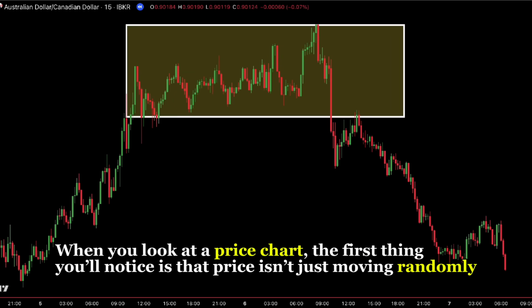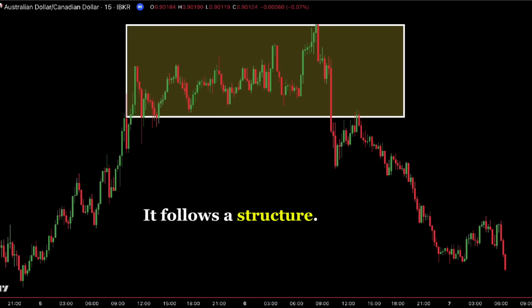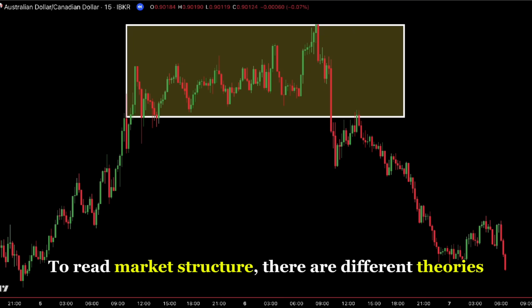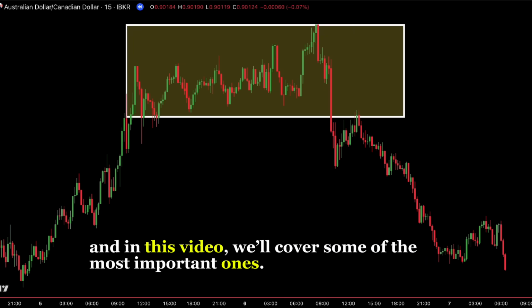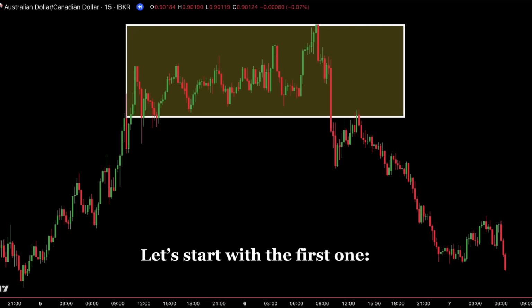Now, let's dive in. When you look at a price chart, the first thing you'll notice is that price isn't just moving randomly. It follows a structure. To read market structure, there are different theories, and in this video we'll cover some of the most important ones. Let's start with the first one.